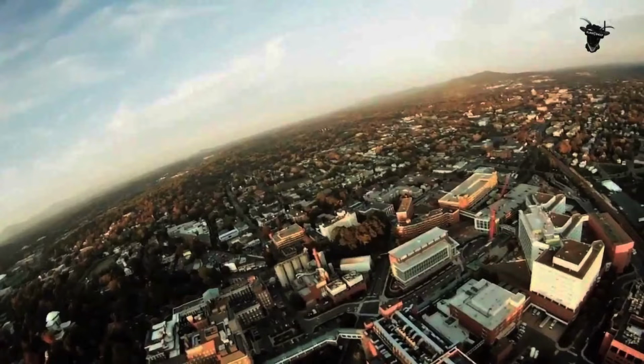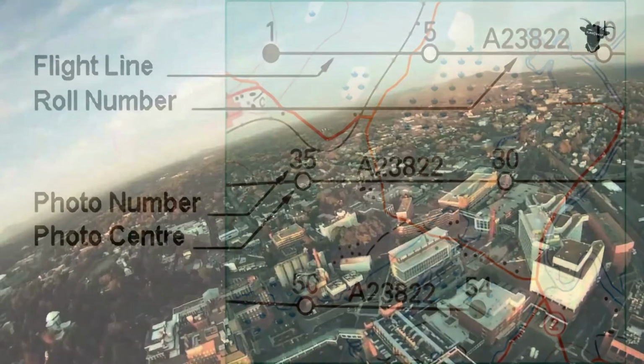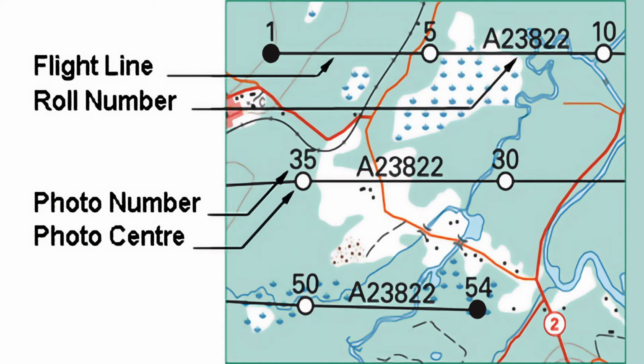Roll and photo number. Each aerial photo is assigned a unique index number according to the photo's roll, and, for example, a photo A23823 5 is the 35th annotated photo on the roll A23822 flight line. An index map is provided at the end of the photo roll.